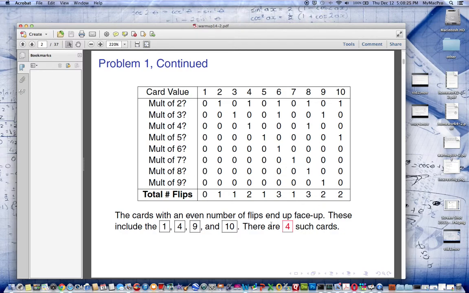So it takes longer to make a table like this, but once you make the table, the answers can be found very quickly.